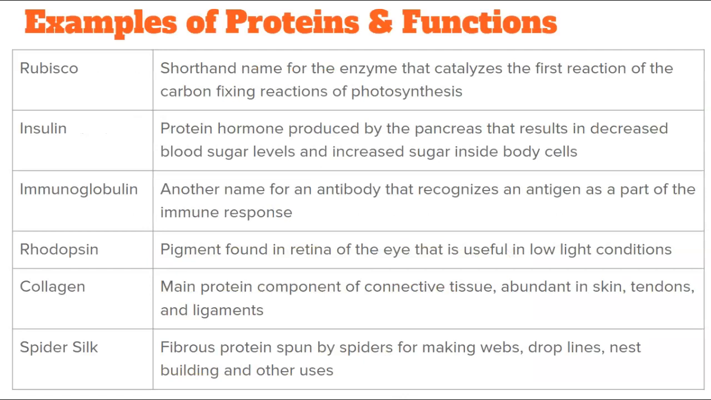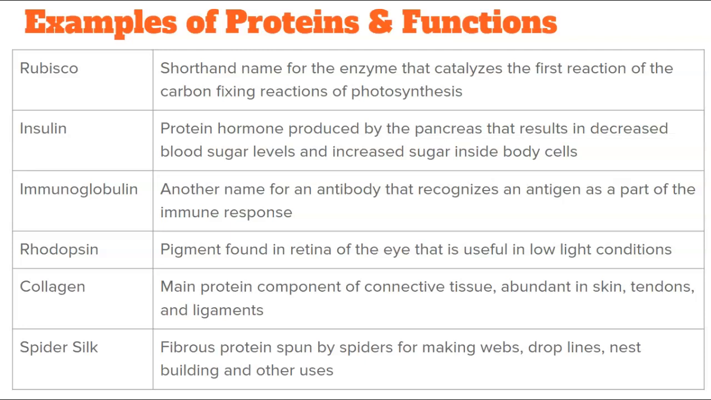Now, this is a big slide. I would suggest pausing, writing it down, because this is all of the proteins that you are required to know specifically about. So there are 6 of them. You are actually required to know these 6 specifically and what they do. So going through them quickly, rubisco is found in plants. It helps with photosynthesis. Insulin is produced by the pancreas, helps monitor blood sugar levels.